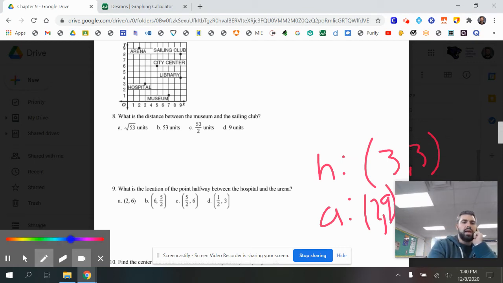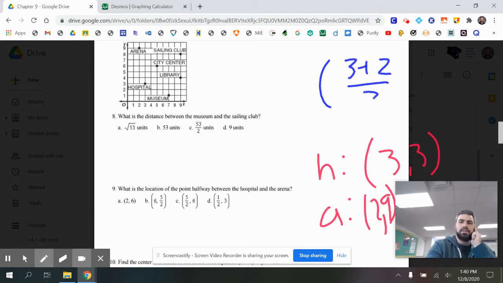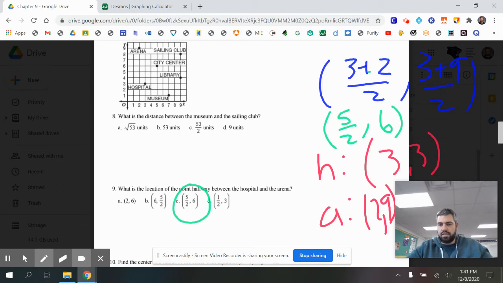So again, midpoint, we add the x's. So it's going to be 3 plus 2, and then divide by 2. And we add the y's, 3 plus 9 divided by 2. All right, and so when we do that, 3 plus 2 is 5 over 2, and 3 plus 9 is 12 divided by 2 is 6. And so then our point would be C, 5 halves, 6.